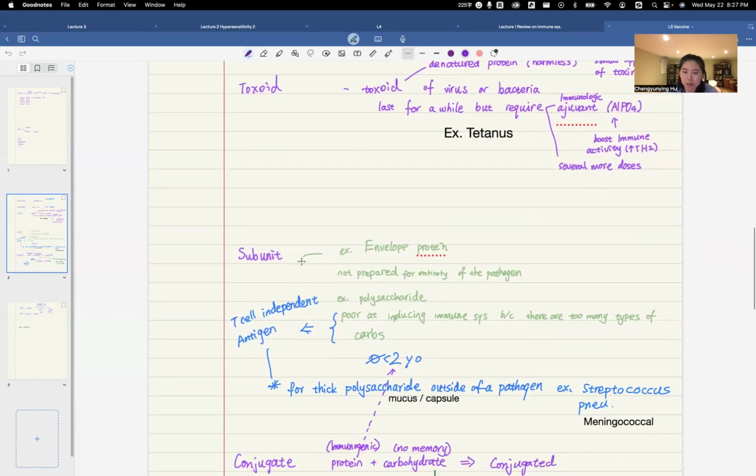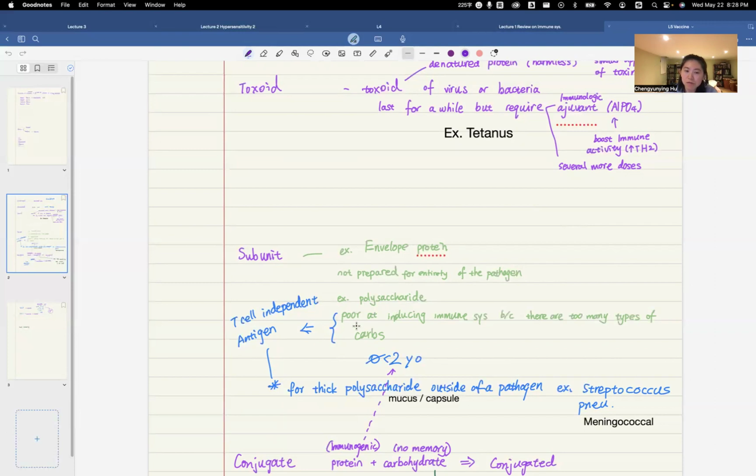Next, the subunit. We are using parts of the virus or bacteria to develop immune response, develop antibody. For example, the envelope, or it uses the polysaccharide, use the outer layer, the peptidoglycan, for example, because that is made by carb, like polysaccharide, it means carbohydrate.